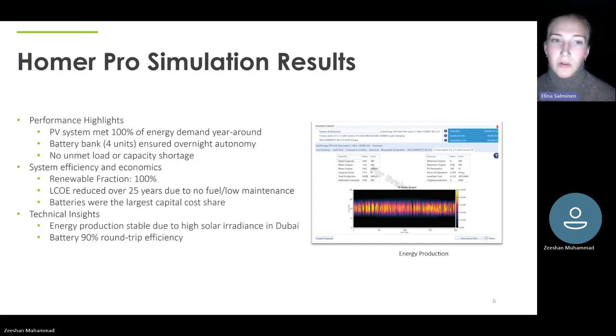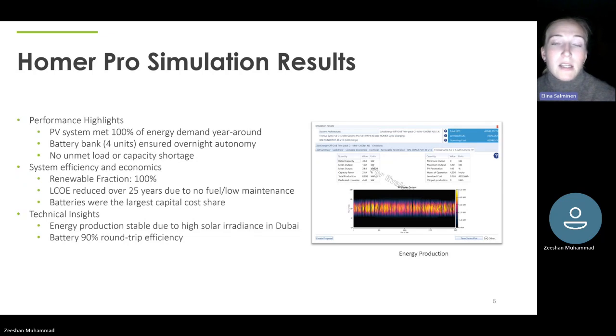Yes, so let's start with the performance highlights. The PV system met 100% of energy demand year-round. The battery bank, we had 4 units, ensured overnight autonomy, and no unmet load or capacity shortage was in the system. Renewable fraction was 100%. The LCOE reduced over 25 years due to no fuel and low maintenance. The batteries were the largest capital cost share. The energy production stable due to high solar irradiance in Dubai.